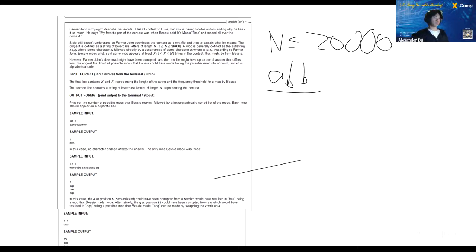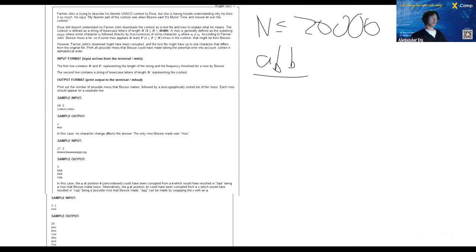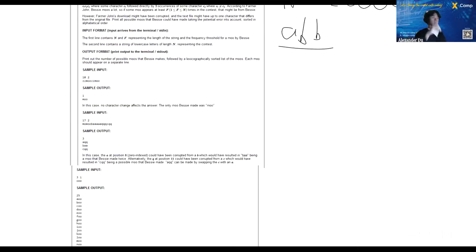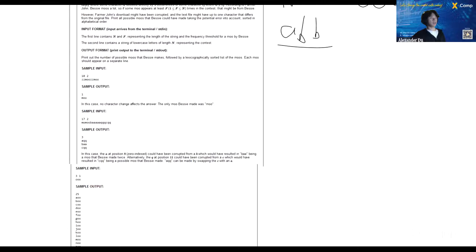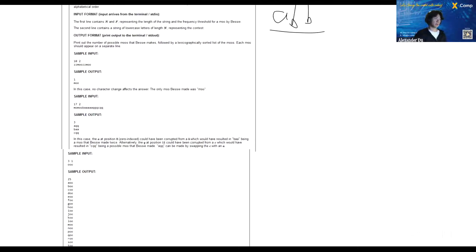Okay, so let's first look at the samples. The first thing to do for every problem is to look over the samples. The first sample is pretty straightforward. There can only be one option, and the one option doesn't require any modifications, right? We already have 2 MOOs here, and they're already in the original array, and we don't have to change anything to keep them. So this problem doesn't really change anything.